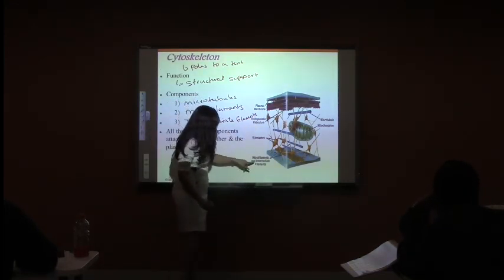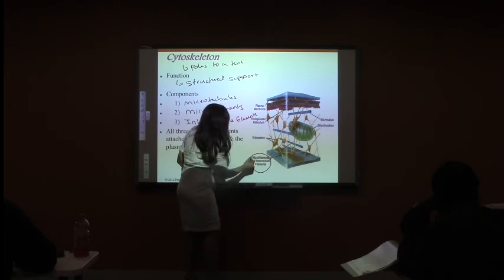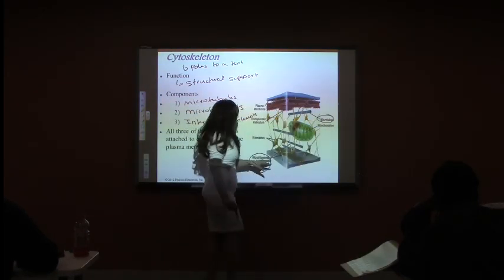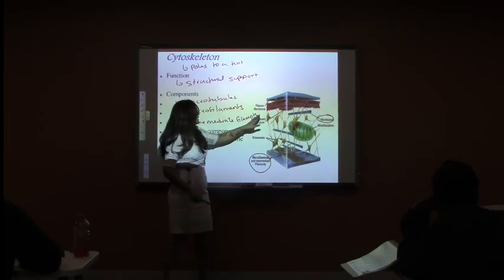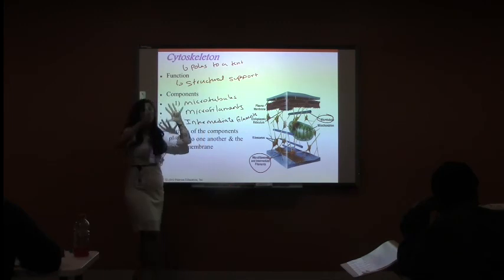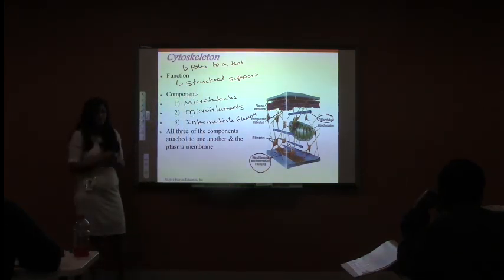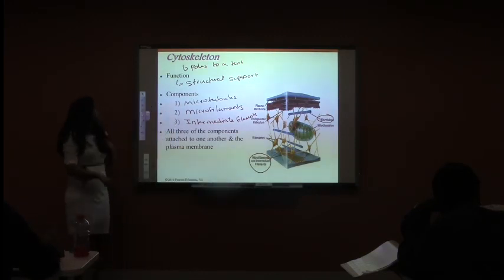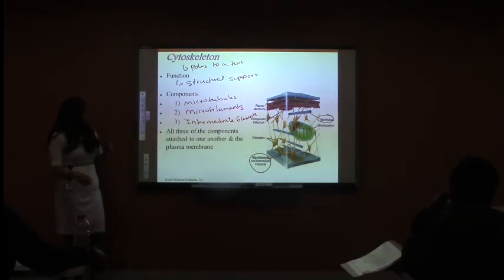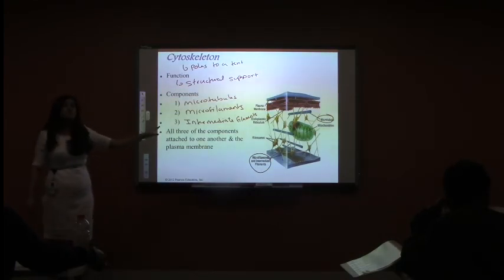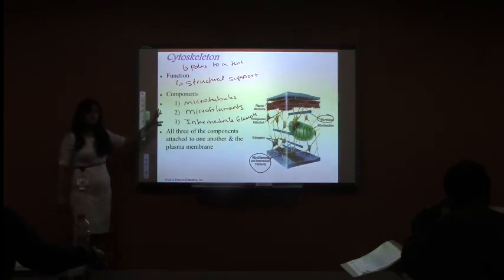So right here you could see microfilaments and intermediate filaments. And right here you could see the microtubule. They are attached to one another and as well attached to the plasma membrane, therefore keeping the plasma membrane up or in shape. Does that make sense? Okay. So cytoskeleton, poles to a tent, structural support, three components. And microtubules, microfilaments, and intermediate filaments, all of them are proteins.